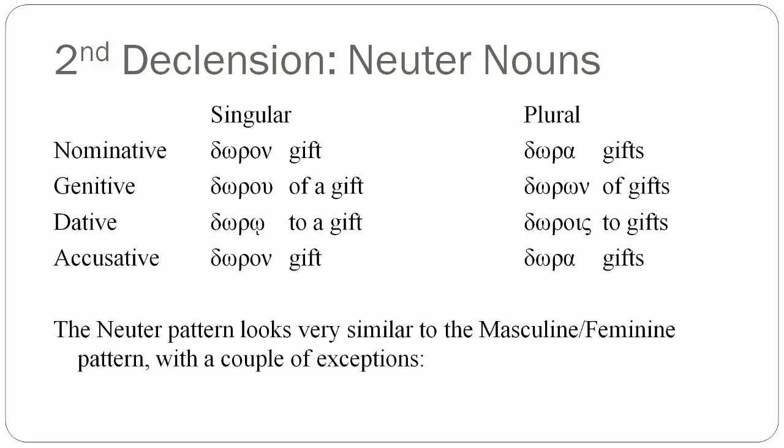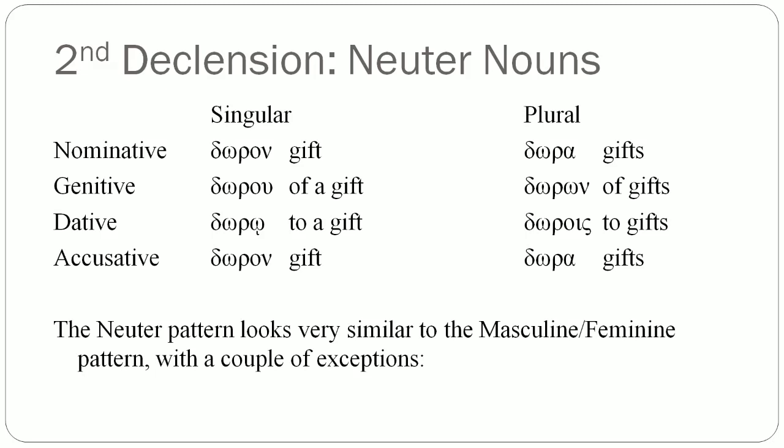Moving over to the plural, now we're talking about gifts, plural, more than one. It could be two or it could be 200 million. But yeah, just more than one is plural. So your nominative plural is dora with an alpha on the end, then doron, genitive plural. Dorois is the dative plural, and dora is the accusative plural.